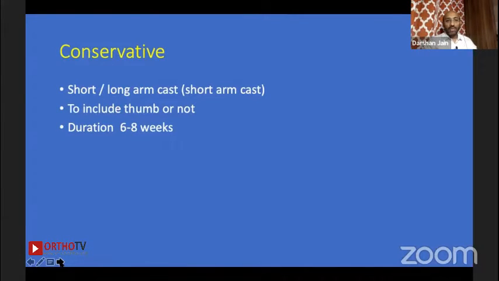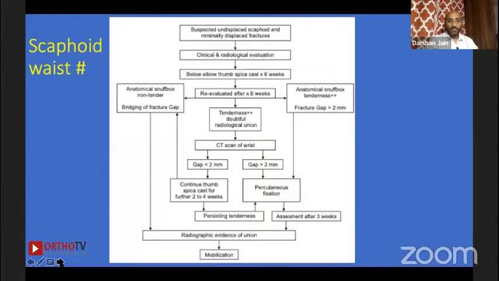And next, what is commonly preferred? We usually prefer a short arm cast, to include the thumb or not. I generally include the thumb to prevent further displacement. But there are a lot of centers in Europe where they don't include it, they just put a short arm cast. And what is the duration? Typically for a waist fracture, around 6 to 8 weeks of immobilization is recommended.